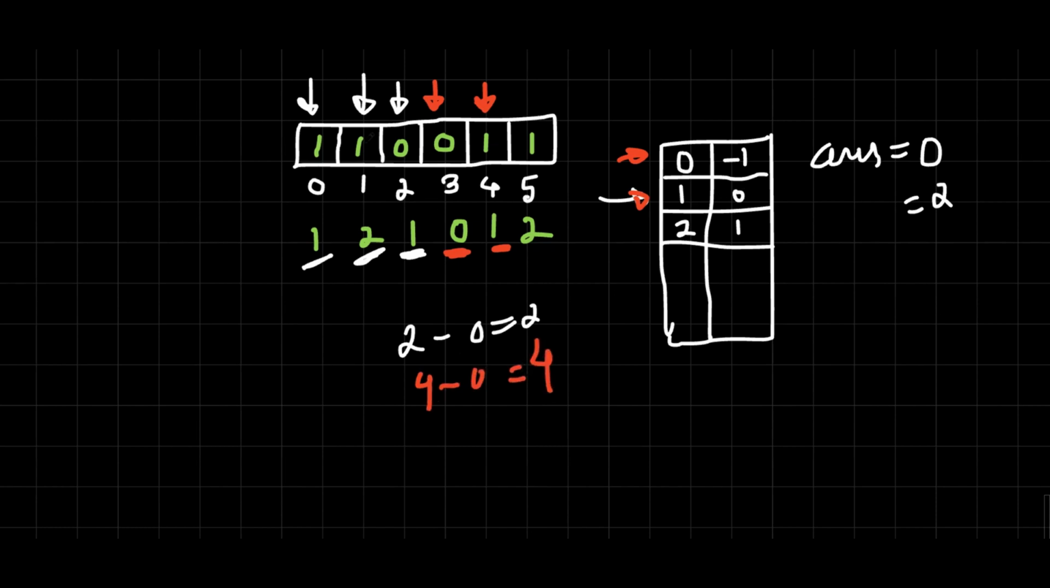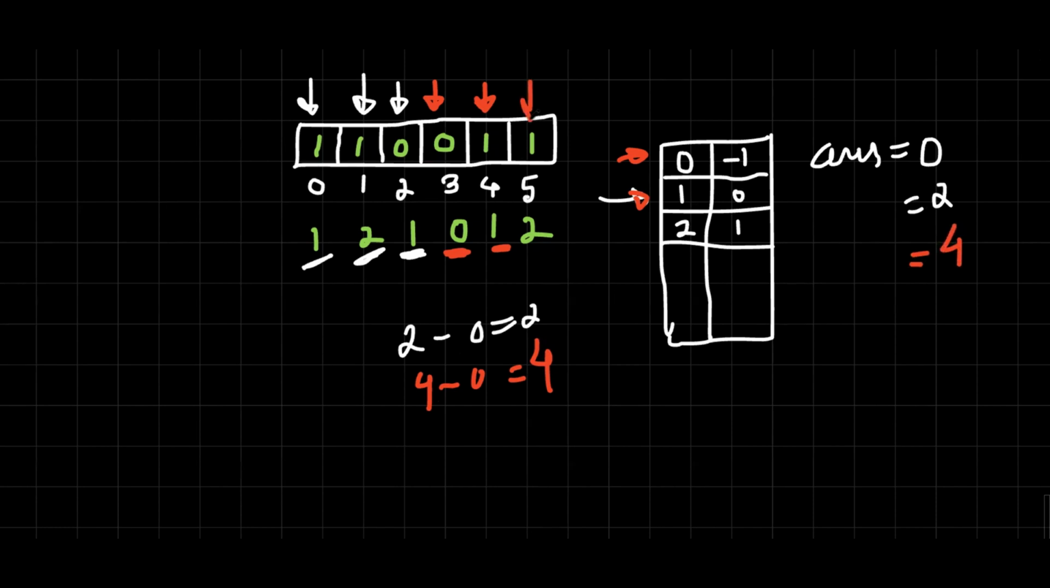That means alternatively, we can say that this portion of the array can form a balanced subarray. So here 4 is definitely greater than 2. So we have to update the answer with 4.